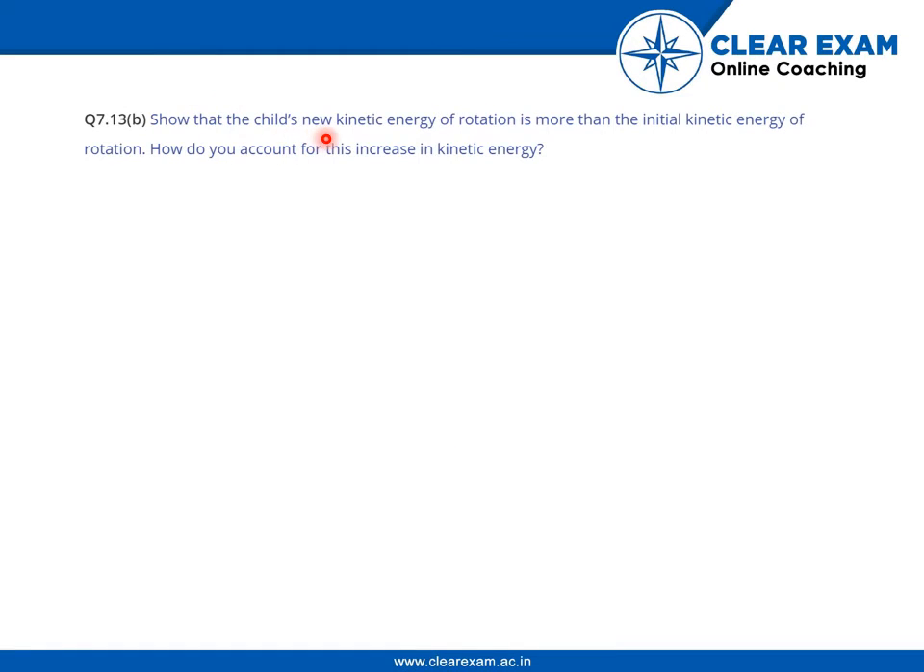So the child's new kinetic energy of rotation is more than the initial kinetic energy of rotation. How do we account for this increase in kinetic energy?